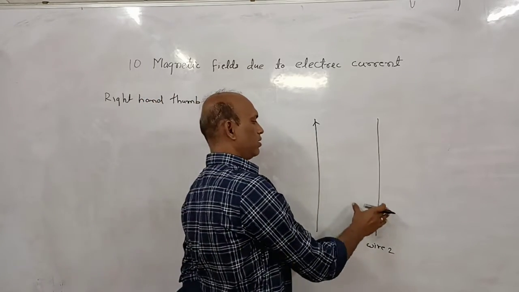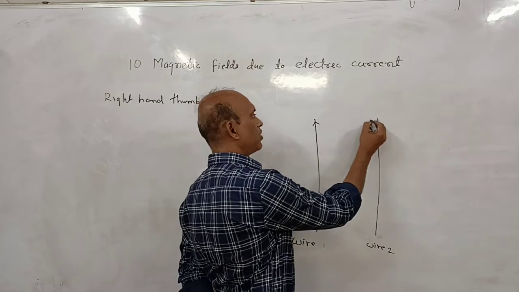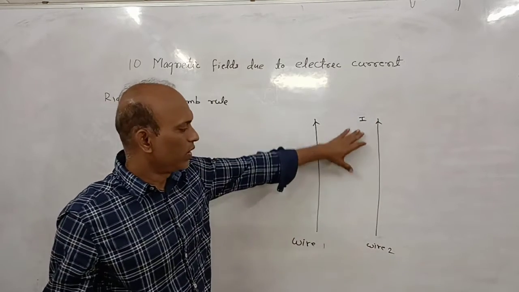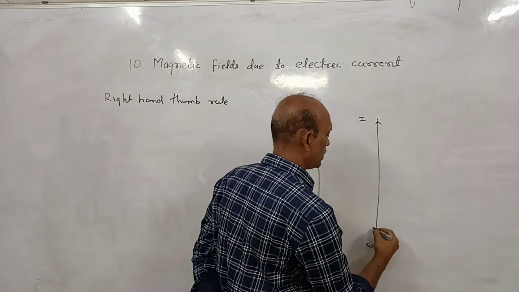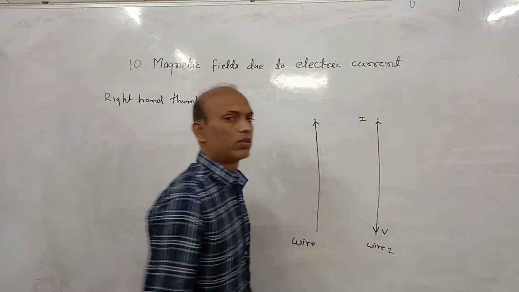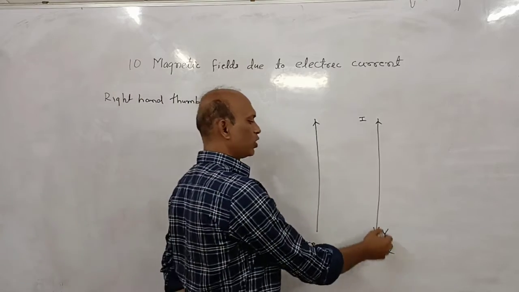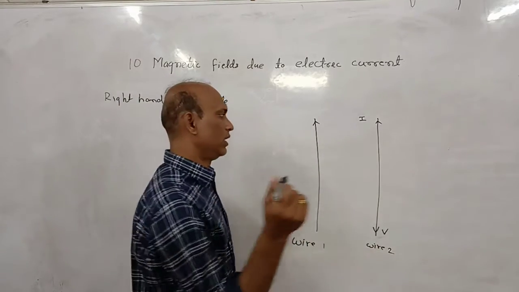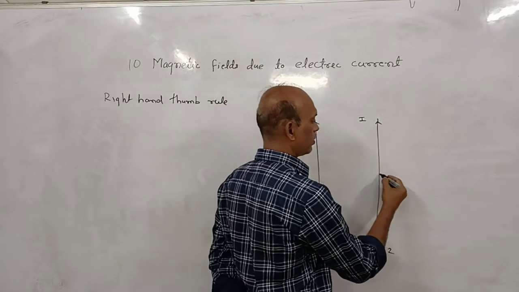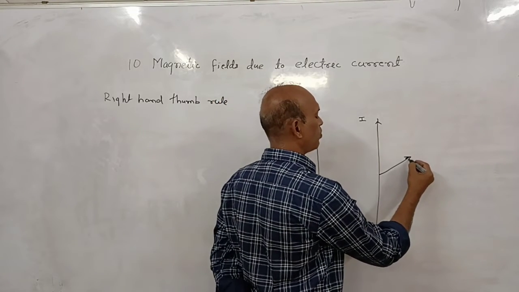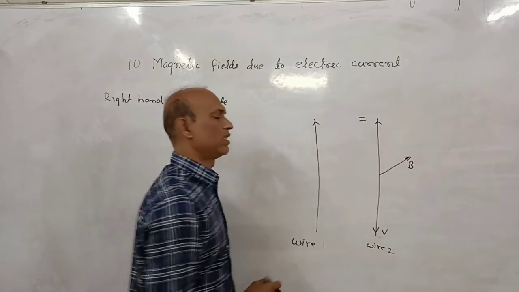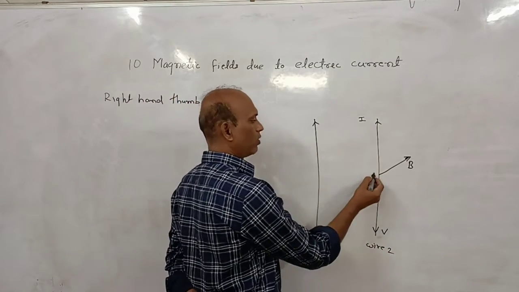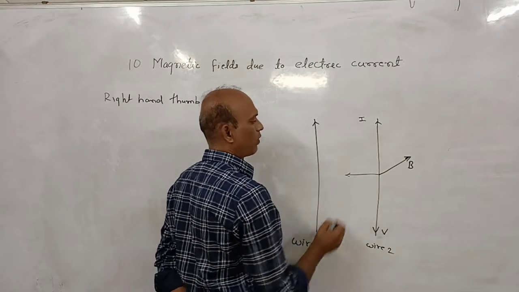Now, in this case, if the current is moving in this direction, then according to convention the charges are moving in the opposite direction. So this is the velocity of charges. If the magnetic field is directed into the plane of the paper, as shown, then the force acting on wire 2 due to wire 1 will be directed from wire 2 to wire 1.